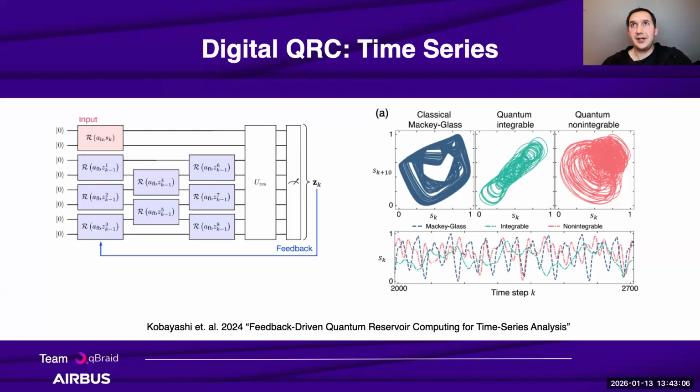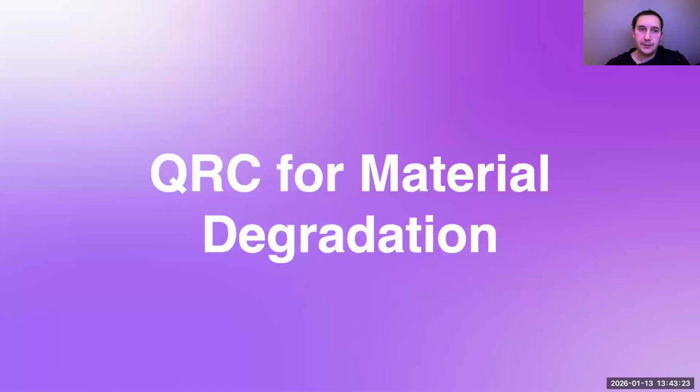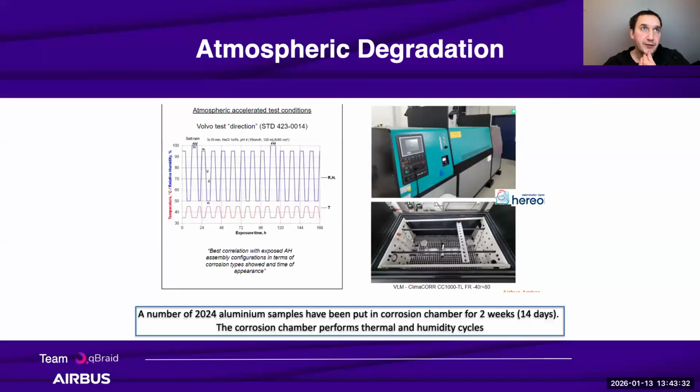So in this paper, they showed that you could predict these chaotic systems fairly well with this quantum reservoir, which here is 8 qubits. And I think that's the only size of system they looked at. So what we applied this to was material degradation in aerospace. The experimental data that we looked at is this testing system here.